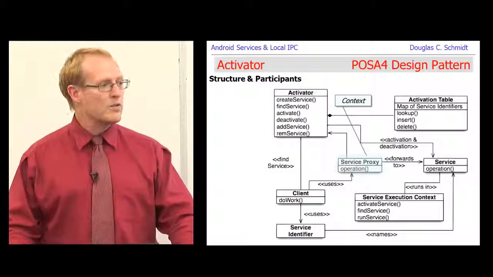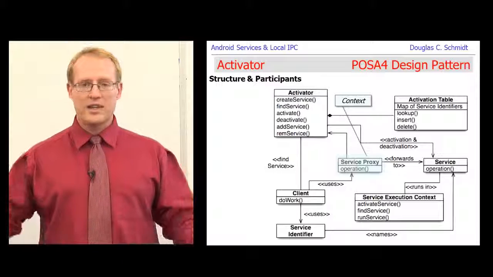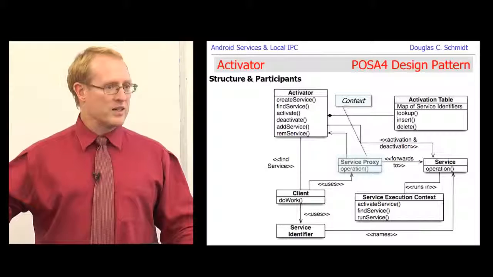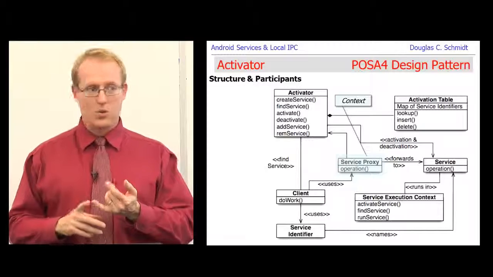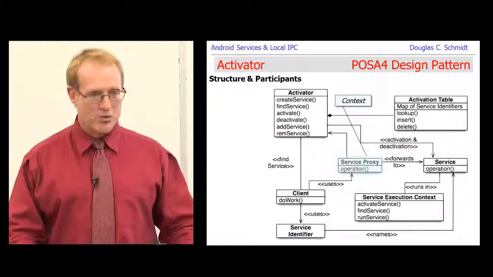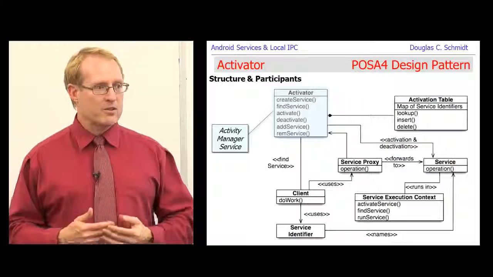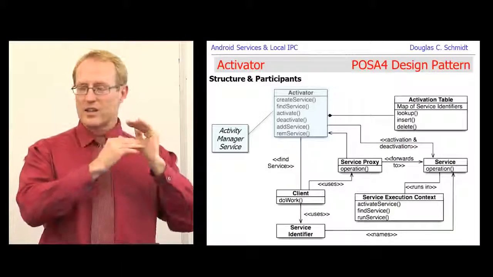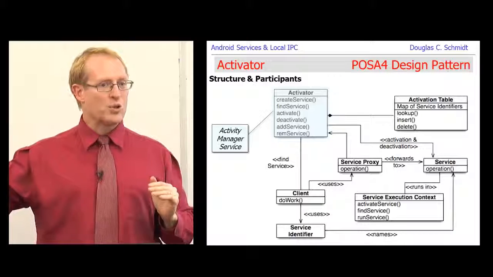There's then something called the service proxy, which is what the client sees in order to be able to do an operation that will eventually cause a service to start up and run. And in Android, that's typically done by the context, right? So you have operations like bind service or start service, which are done through the service proxy, which is the proxy, the context information. Then you have the activator itself. The activator itself is really this agent that interposes itself between the client who wants work done and the service that wants the work to be done.